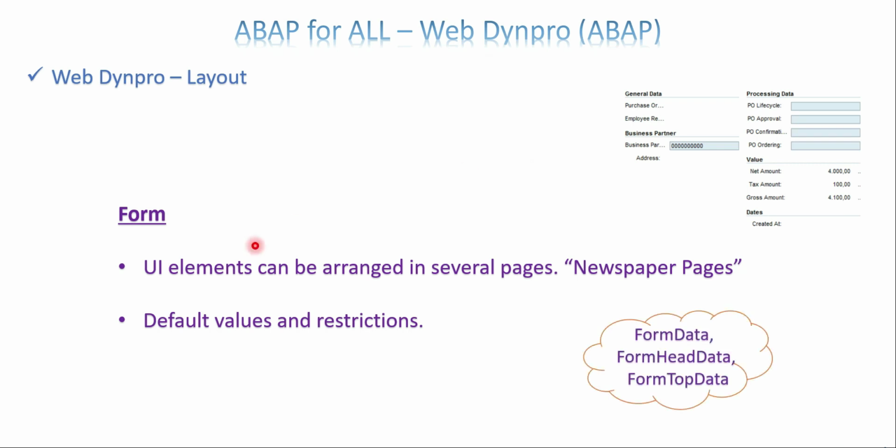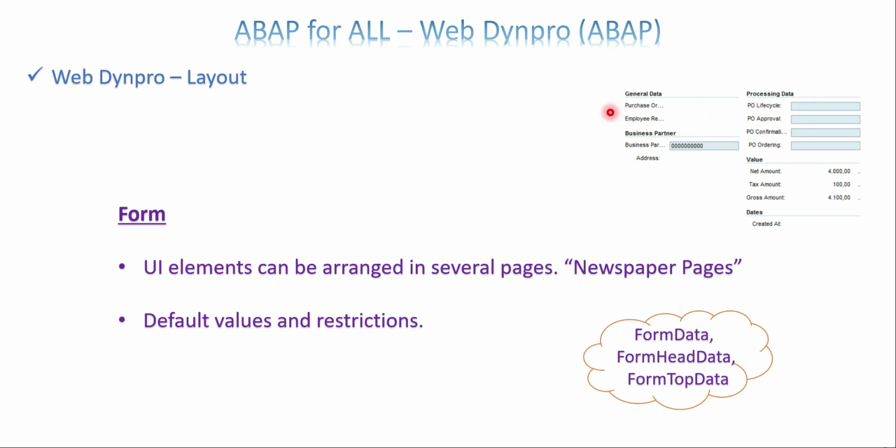For this form, we have 3 layout data: form data, form head data, and form top data. So the general data looks like a form data, everything here is form data, and the purchase order is going to be a form head data. I'll explain the block level. This block, general data, is form data, business partner is form head data, and processing data is form top data. This way you have to keep your blocks.